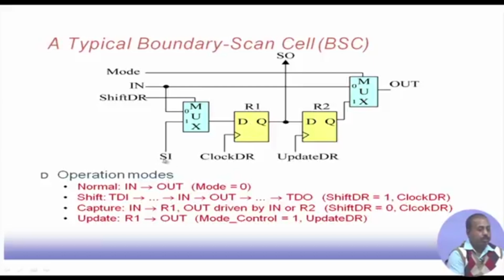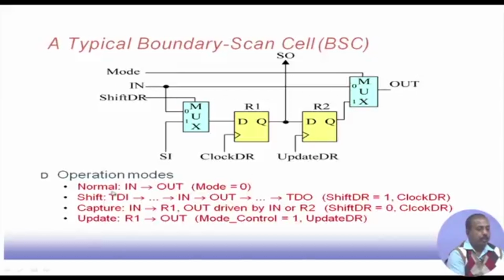Okay, let us start with the normal mode of operation. Normal mode of operation means that from the input the result should be available at output. So, it should not go into these boundary scan cells. In that case mode is equal to 0, so this multiplexer will be selected. So, this input goes to the output.